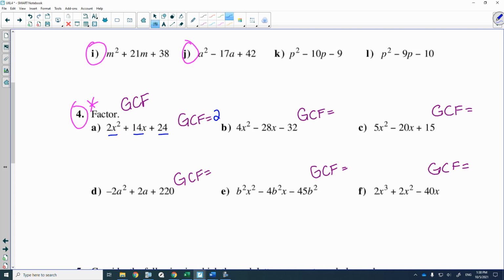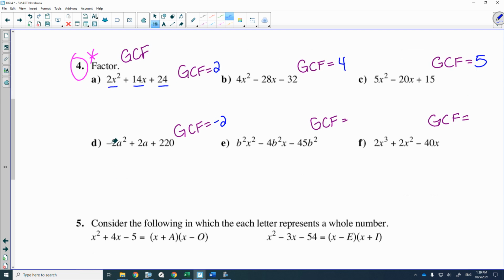Akil, what is the GCF of B? 4 is correct. Tulu, what is the GCF of C? 5 is correct. Carly, what is the GCF of D? It's not 2. -2. So you guys, I want to show you why it would be -2. You always want to have a 1x squared, a positive 1x squared.